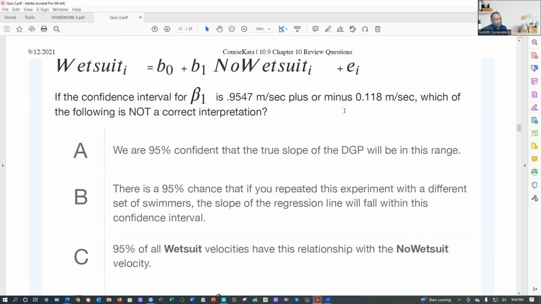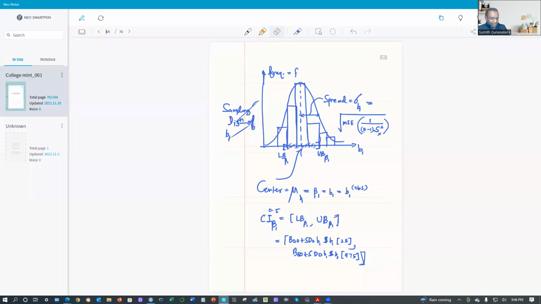See, this one plus or minus this one. Remember, beta 1 plus or minus this much. This is nothing but the standard error. Sorry, the margin of error. I'm sorry, margin of error. So what were they talking about? They were talking about if you write that on the 16th.